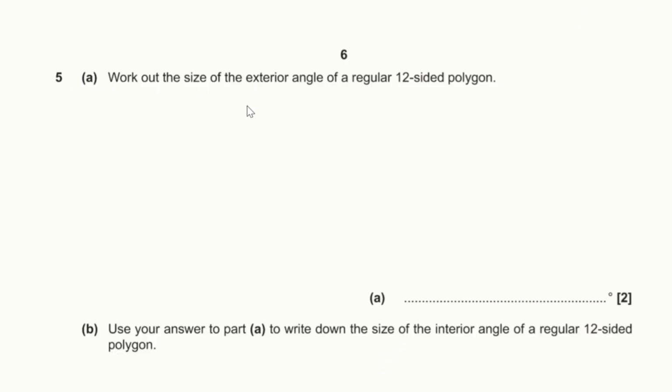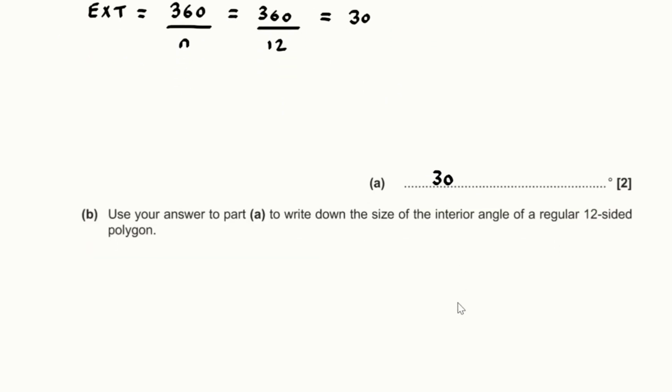Question number 5. For part A, we have to work out the size of the exterior angle of a regular 12-sided polygon. The exterior angle is equal to 360 divided by the number of sides n. So we've got 360 divided by 12, which is equal to 30. So we've got 30 degrees for the exterior angle.